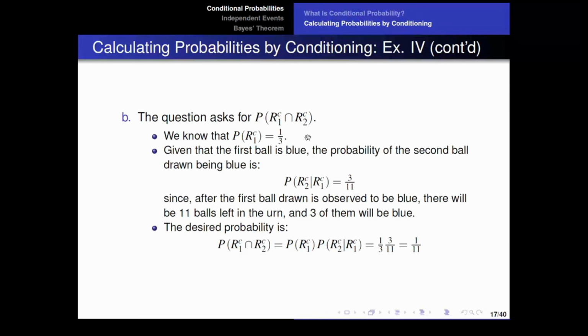So again, the probability of this intersection event can be represented as the probability of the first event that occurs over the timeline, and given that the first event occurs, the probability of the second event, which is 1 over 3 times 3 over 11, that is 1 over 11.